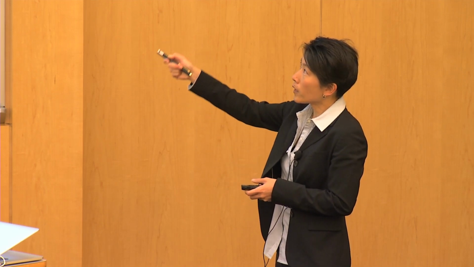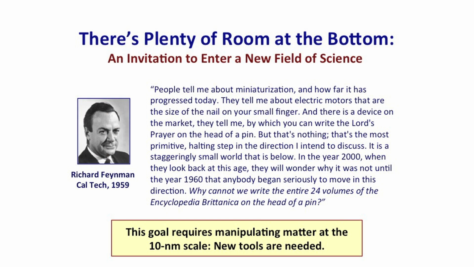So part of the key time happened in 1959, and this is when Richard Feynman gave his famous speech. It's called There's Plenty of Room at the Bottom, an invitation to enter a new field of science. And I'll just read it to you. People tell me about miniaturization, how far it has progressed today. They tell me about electric motors that are the size of the nail on your small finger. And there is a device on the market, they tell me, by which you can write the Lord's Prayer on the head of a pen.